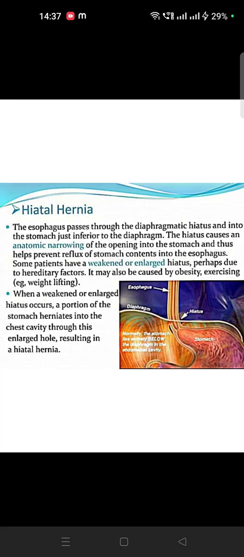So, hiatal hernia. Hiatal hernia means the esophagus passes through the diaphragmatic hiatus into the stomach, just inferior to the diaphragm. The hiatus causes an anatomic narrowing at the opening to the stomach, which helps to prevent reflux of the stomach contents into the esophagus. Patients may have a weakened or enlarged hiatus, due to hereditary factors. It is also caused by obesity, exercising and weightlifting. When the hiatus is weakened and enlarged, a portion of the stomach moves into the chest cavity. This enlarged hole is called a hiatal hernia.